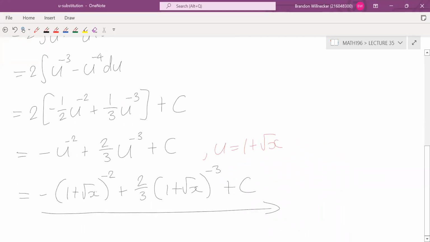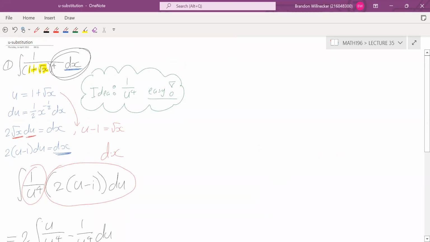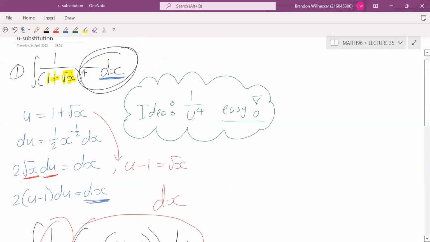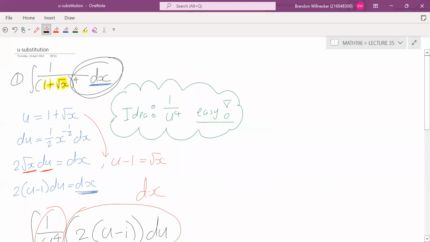Okay, so we've always got these 4 steps here. So we need to identify what u needs to be. Usually it's whatever the complicated inside part is. So in this case, the complicated inside part is 1 plus root x. So we let that be u.